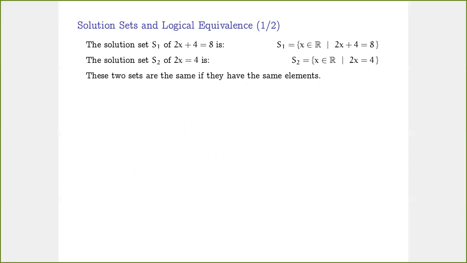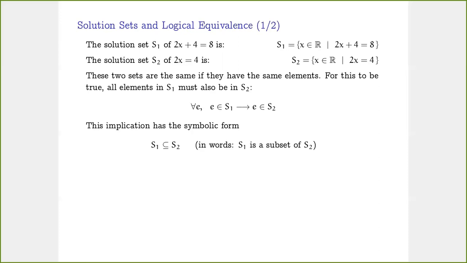The solution set S1 of 2x plus 4 equals 8 is the set of all real numbers such that that equation is true. The solution set of the second equation, S2, is the set of all real numbers such that the second equation is true. These two sets are the same if they have the same elements. For this to be true, all the elements in S1 must also be in S2. That's for every possible element. If E is in set 1, that should imply or guarantee that E is in set 2.